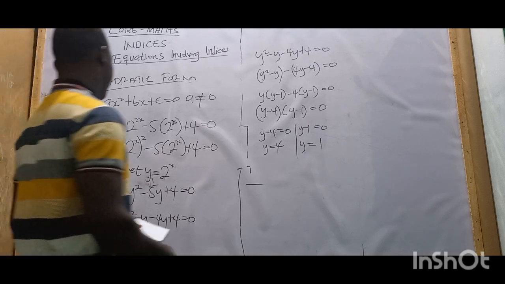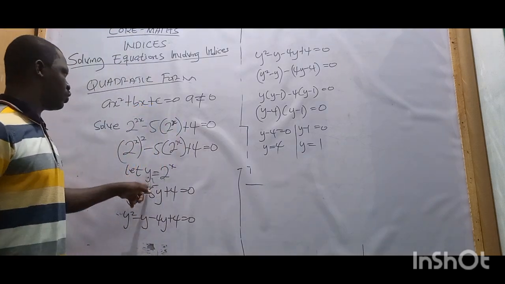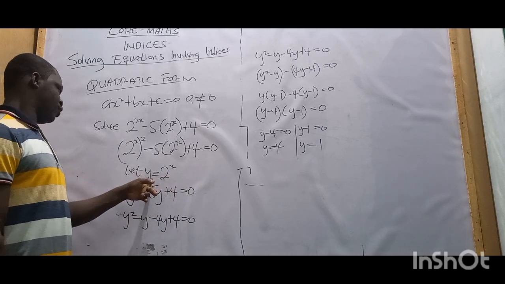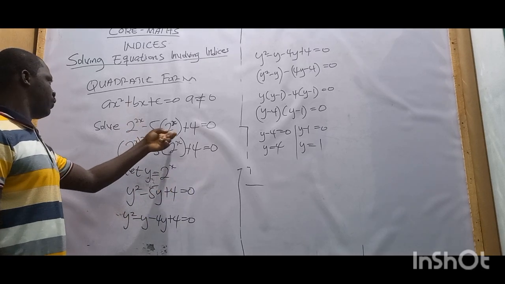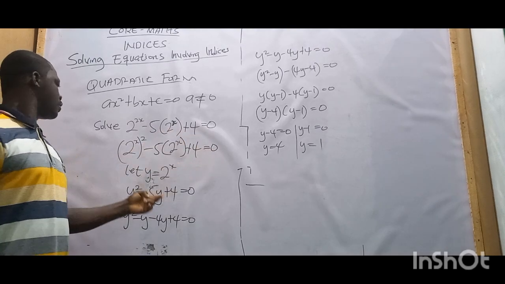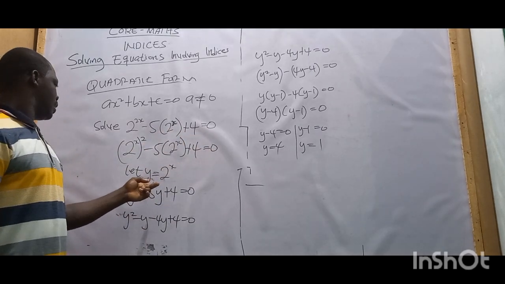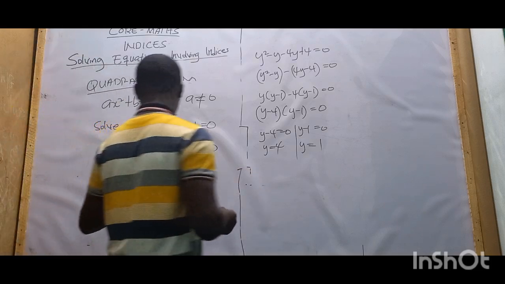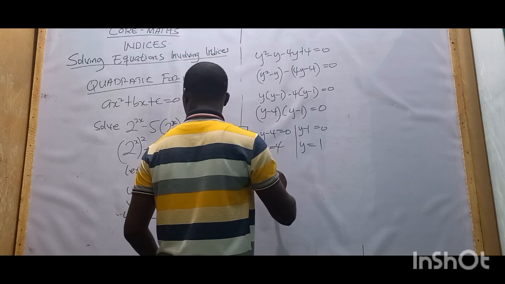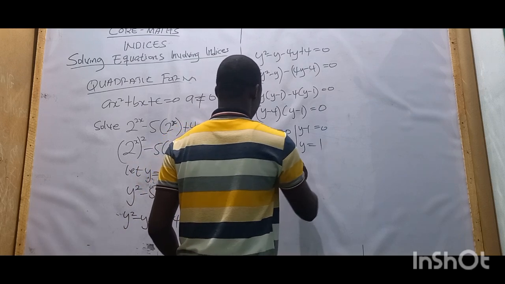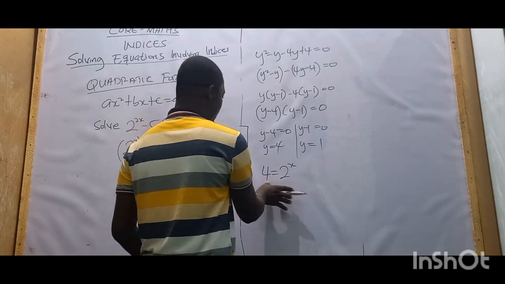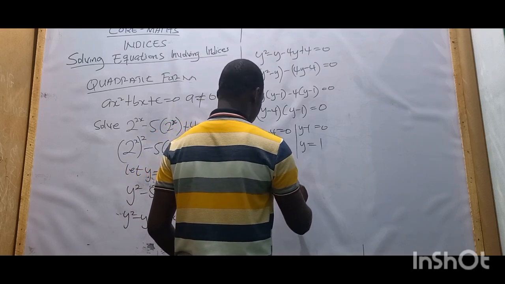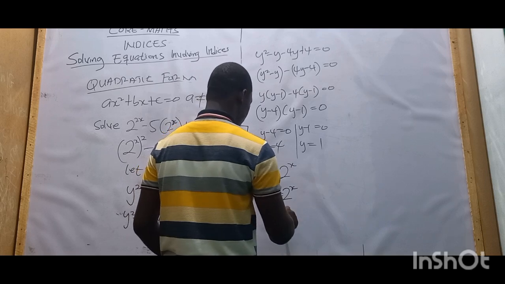But remember here I said y should be equal to 2x. So I have not finished. Whatever I see y, I'll write 2x, because in the equation they say we should solve for the value of x, not y. So instead of y, I now have 4 equal to 2 exponent x. The base will be 2, so 2 squared. So my x equals 2.